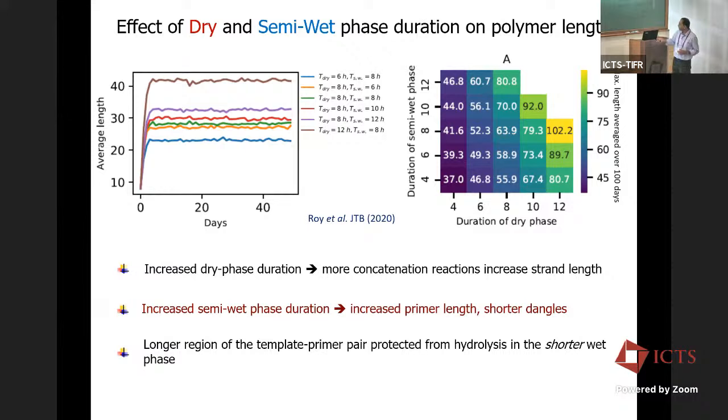So we found that if the duration of the dry and semi-wet phases are favorably tuned, polymers can grow quite long. The average length can be as large as 40 to 50, and the maximum length can be as much as 100 in favorable conditions, where the duration of the wet phase is of the shortest duration.